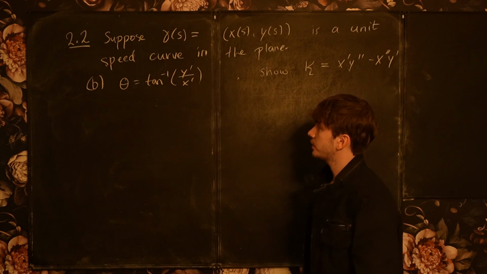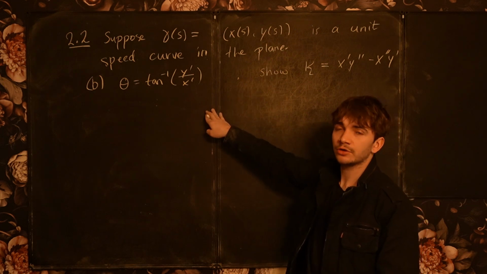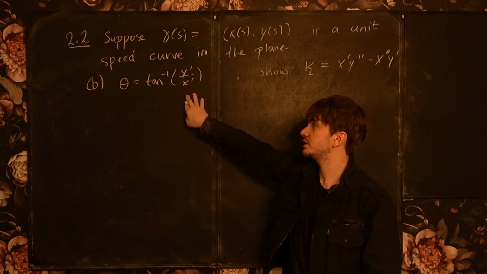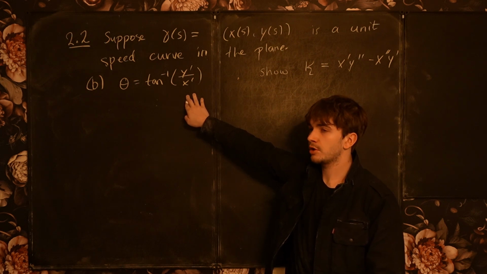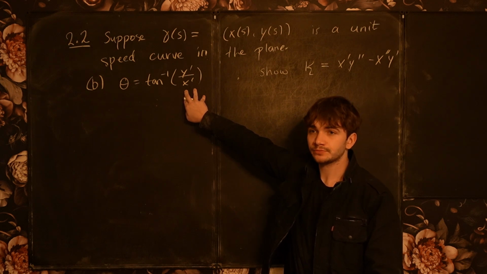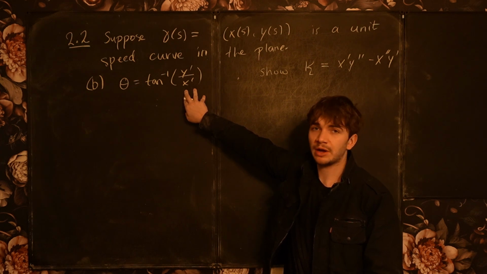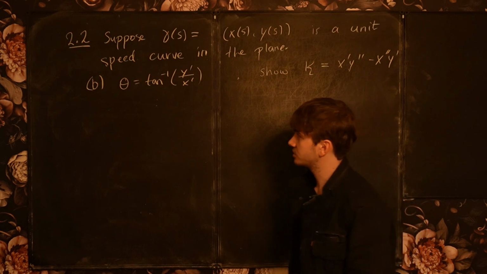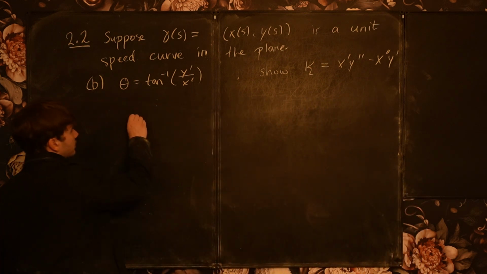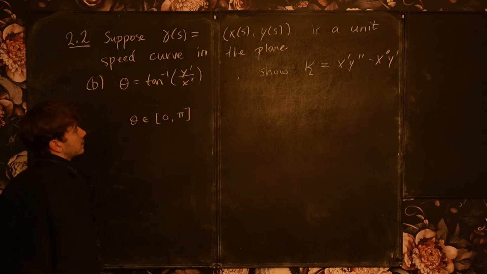Part B, there are two things we need to show. First, the angle between the tangent vector and the horizontal axis is given by this expression, the arctangent of y prime over x prime, where by convention, if x prime is 0, we're taking theta to be pi halves. And in general, theta will be between 0 and pi, and so that determines the branch of the arctangent function.